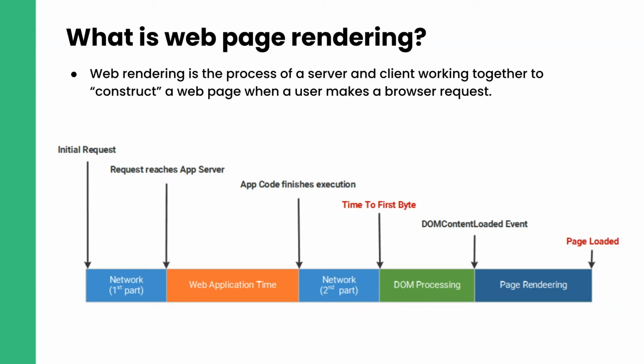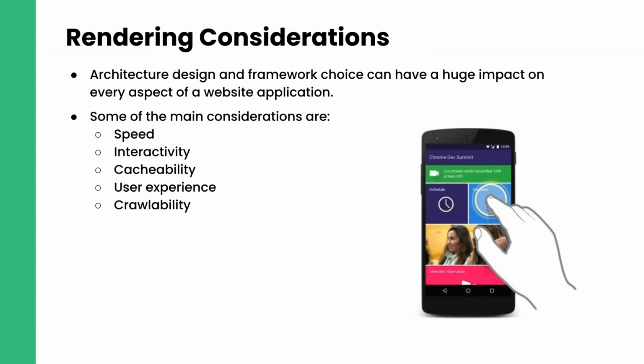So as soon as you click a link or you hit a button, there's a whole series of things that happen, and this is quite a simple diagram of that. And essentially what you end up with is a web page. So there's a few things that we need to consider when building or designing a website. The first thing is speed, interactivity, cacheability, user experience, and I would say most importantly, crawlability. However, Core Web Vitals might change that a little bit.